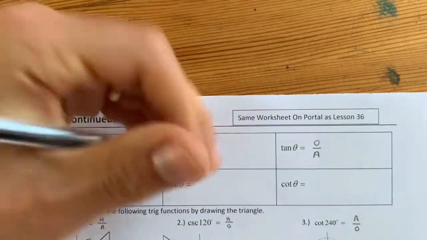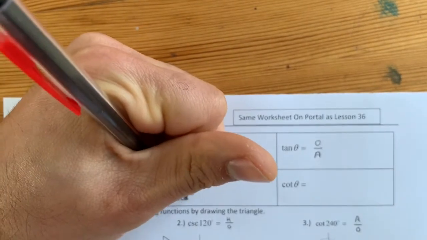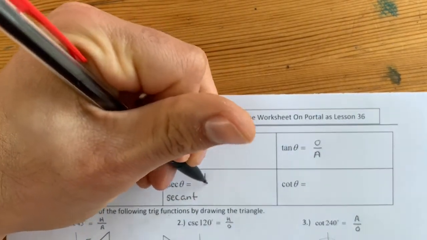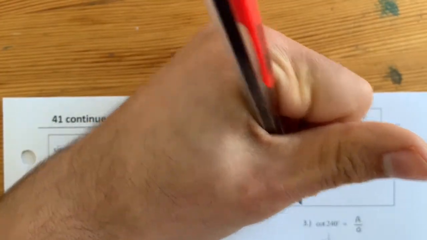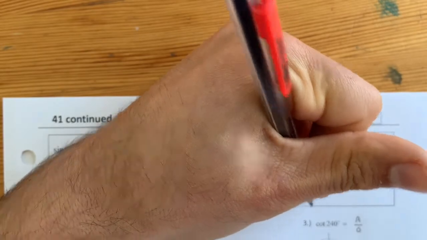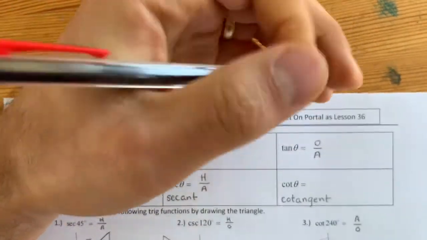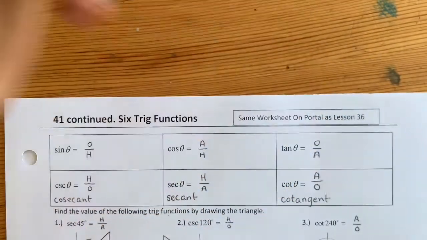The next one, secant, is how we would call this one, and it is the reciprocal of cosine. So H over A. And lastly, cotangent. Don't say cot, say cotangent. And it's the reciprocal of tangent. And so it's A over O.